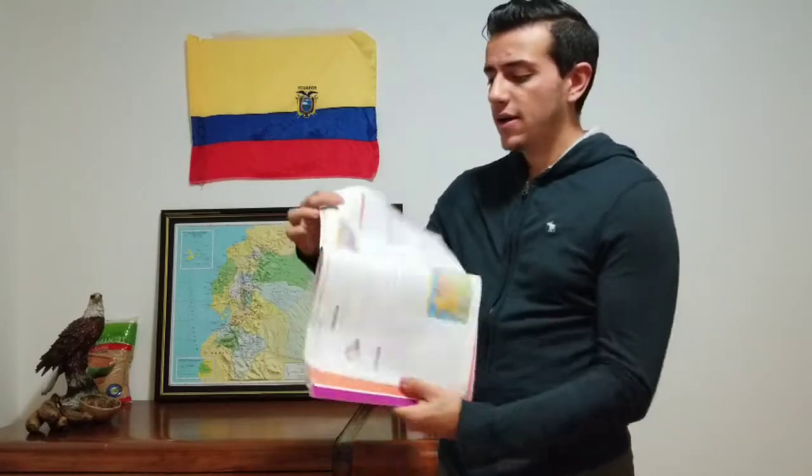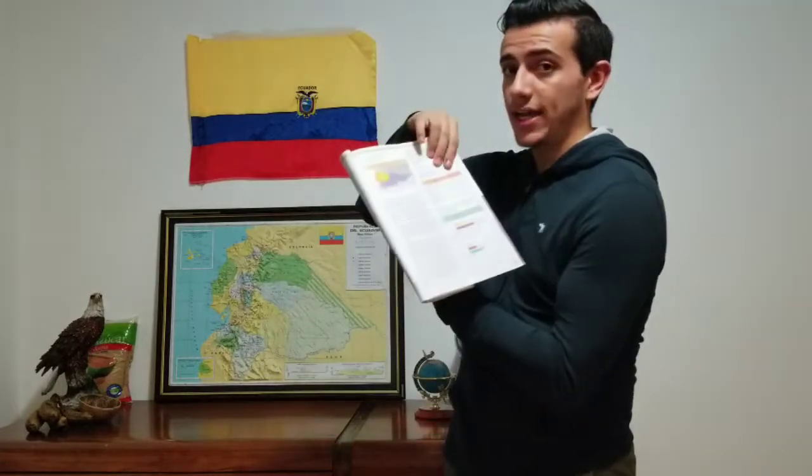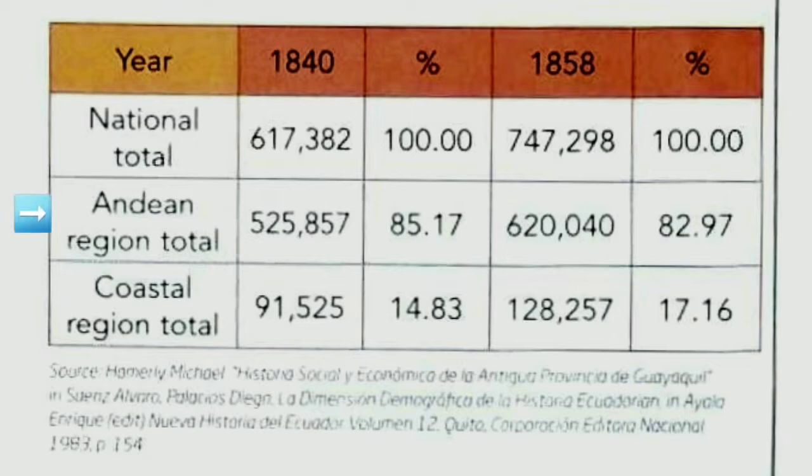Which region of the country had the greatest population in 1840? Now, the chart, we have it right here. The correct answer is the Andean region with 85.17%. Now the third one is order from most to least the ethnic groups by percentage of population in the region. Now we have the Andean region and the coastal region.